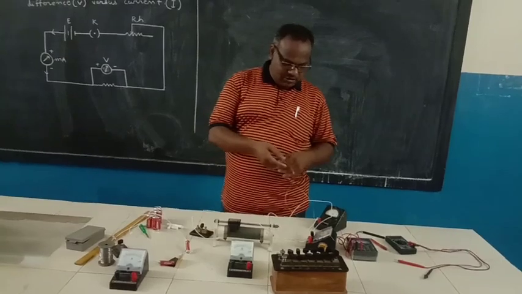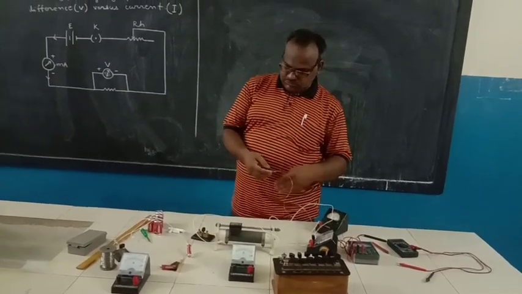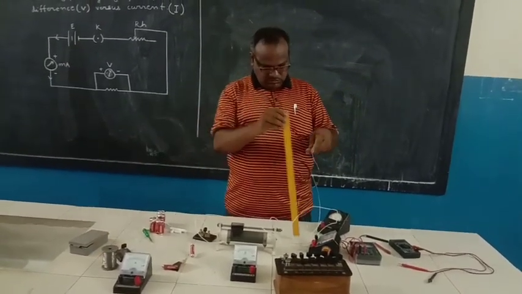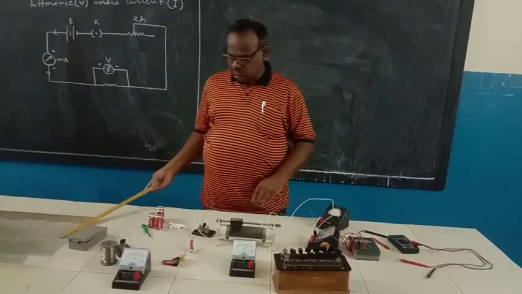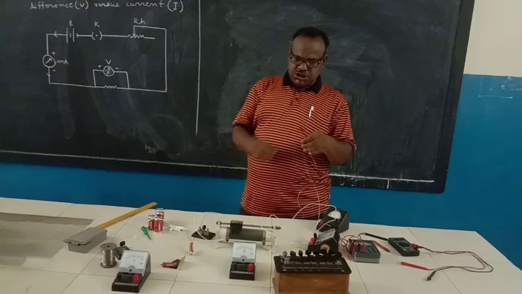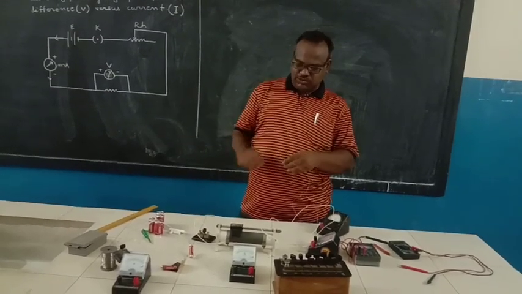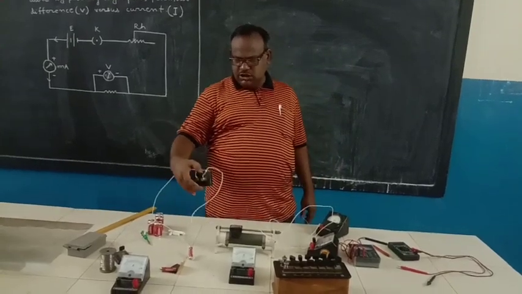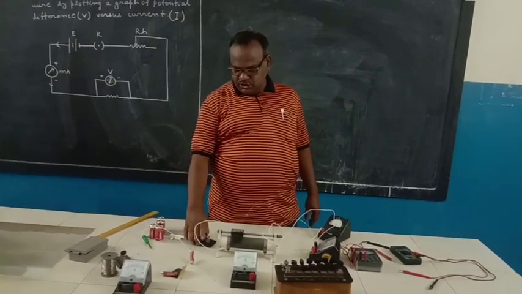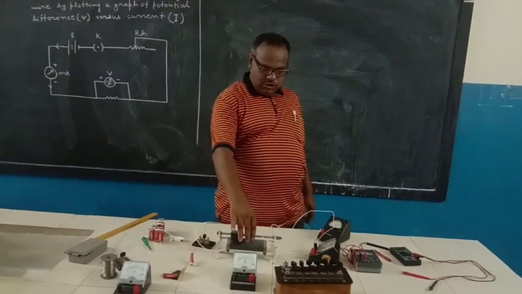I have taken this wire of 1 meter. So this is the wire whose resistivity is to be calculated. So this is our experiment. And another is a one-way key, connecting wire, rheostat.